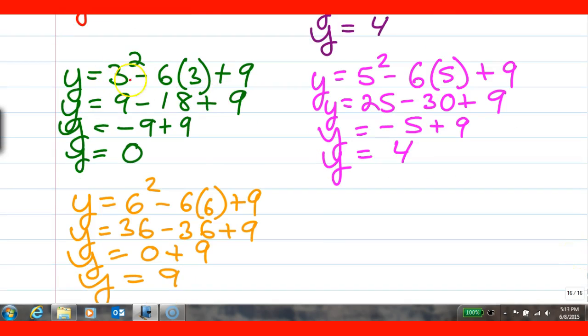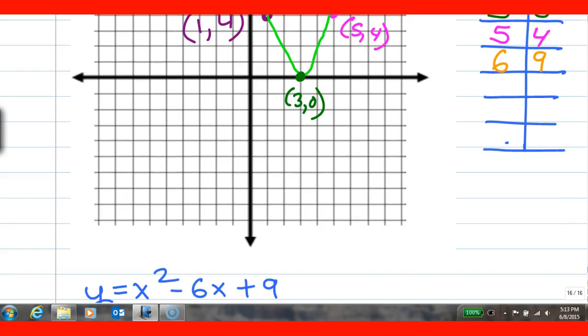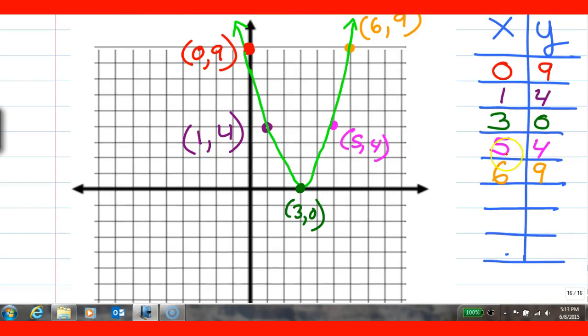I plug it in and I solve out. So 3 times 3 to get a 9, 6 times 3 to get an 18, plus 9. So -9 plus 9 equals 0. So it puts me right on the x-axis. So I want to see now if I'm going to go past it. So I pick a number that's a couple more over from the 3, so I just add 2 more to that 3 to go to a 5 now.